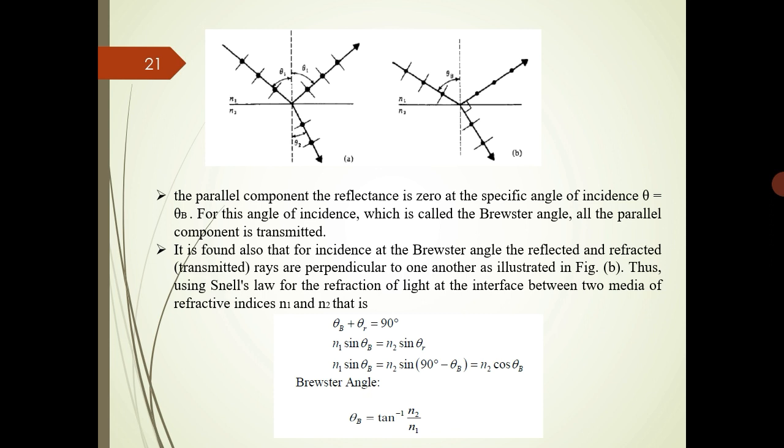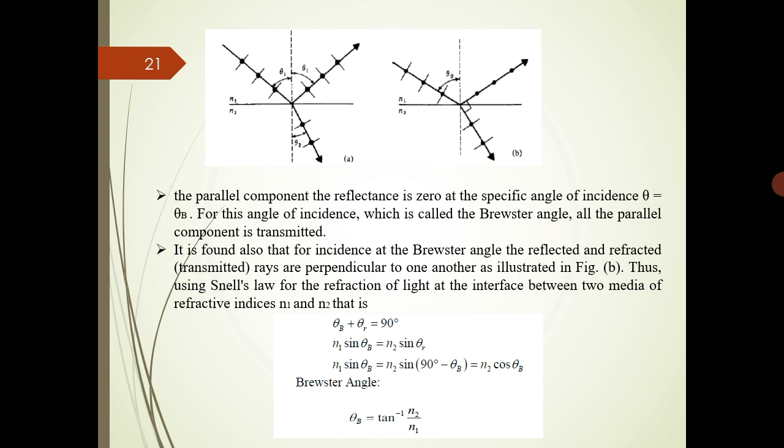For the parallel component, the reflection is 0 at a specific value of incidence theta, equal to theta b. This angle of incidence is called Brewster's angle, where all the parallel component is transmitted. It is also found that at Brewster's angle, the angles of reflection and refraction are perpendicular to one another, which is illustrated in this figure B.